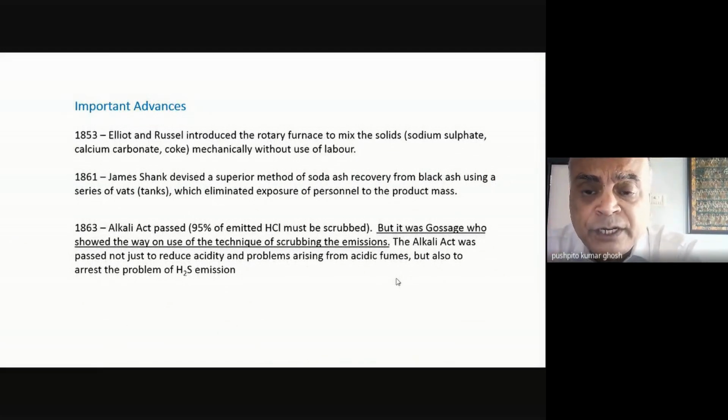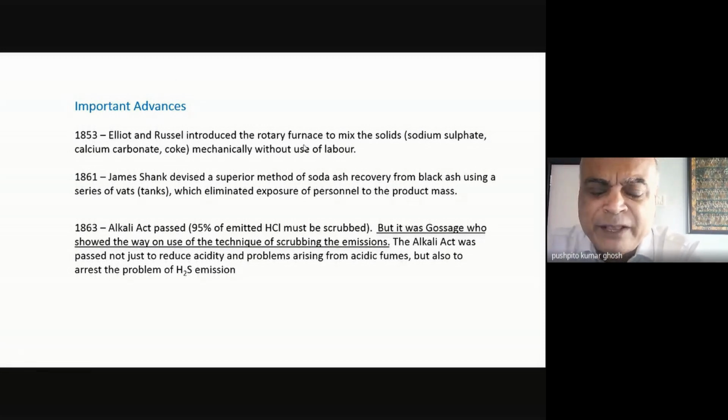You all are chemical engineers. You must look at it from an engineering perspective. For one thing, you had to mix three constituents and they have to react: sodium sulfate, calcium carbonate, coke. How do you mix them intimately? Otherwise, most of the intermediates will just escape and you will not get the main reaction taking place. So these people, Elliot and Russell in 1853, almost half a century after Leblanc committed suicide, came up with the rotary furnace.